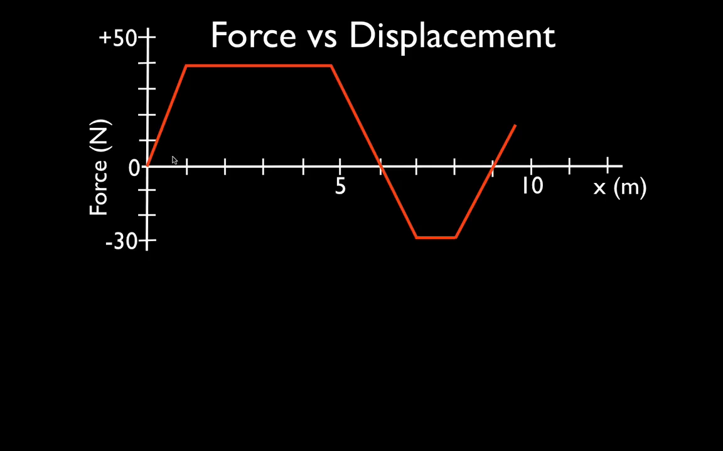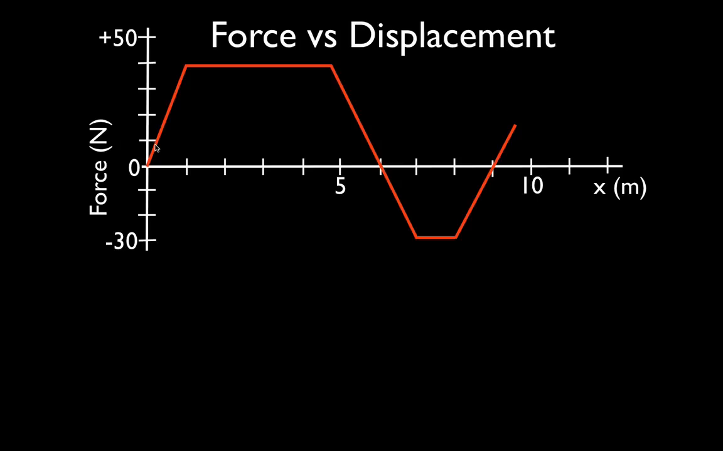Now you can see here we have the x-axis. The x-axis is measured in meters. This is going to be our displacement. And this curve, this red line, represents the force that is acting on the object. Could be an individual force or it could be the net force. All right, you'll notice that the force is not a constant force.